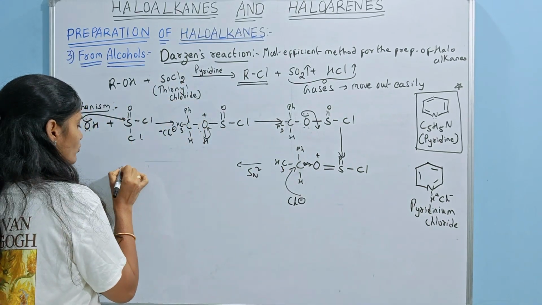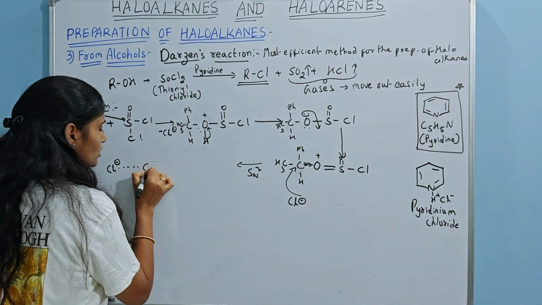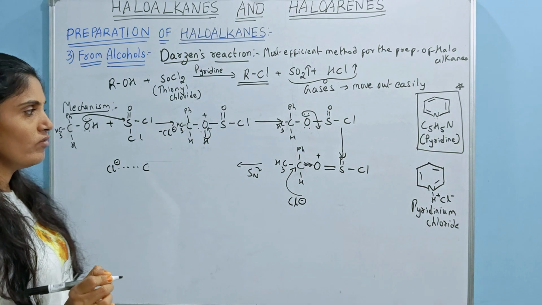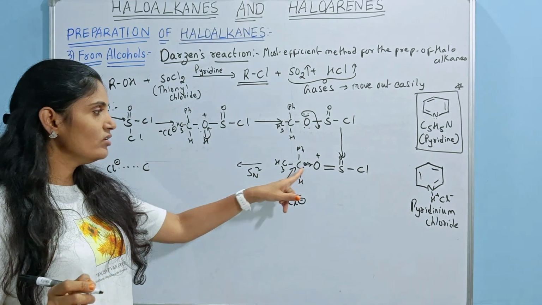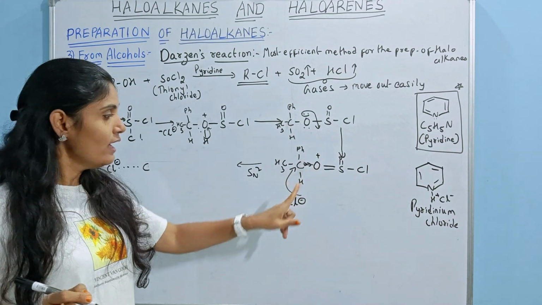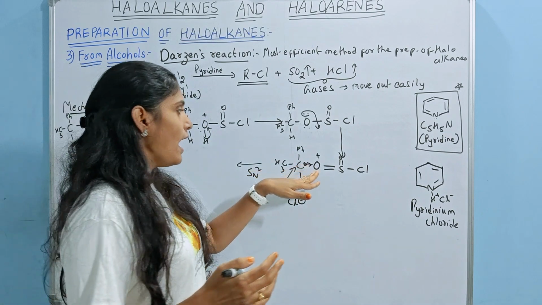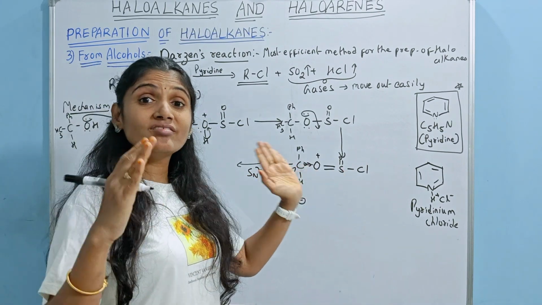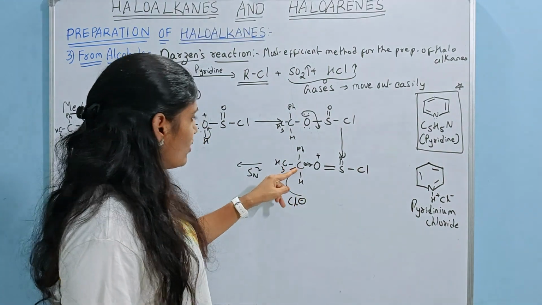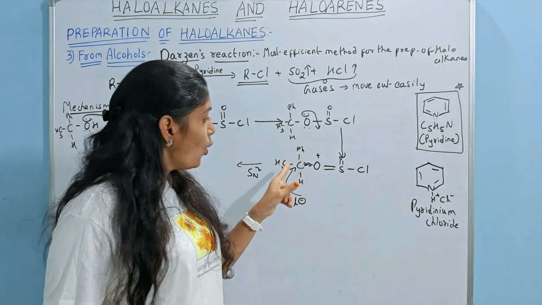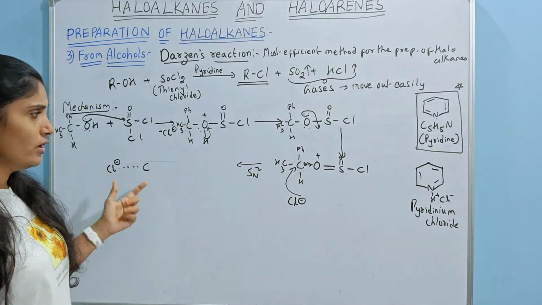Now Cl minus will try to form a new bond with the carbon here. As you can see, there is a carbon oxygen bond. If Cl minus attacks on the same side and occupies the same place as oxygen was occupying, then it would have been retention. So Cl minus will occupy the place opposite to that of the carbon oxygen bond. So it will be my inverted configuration.